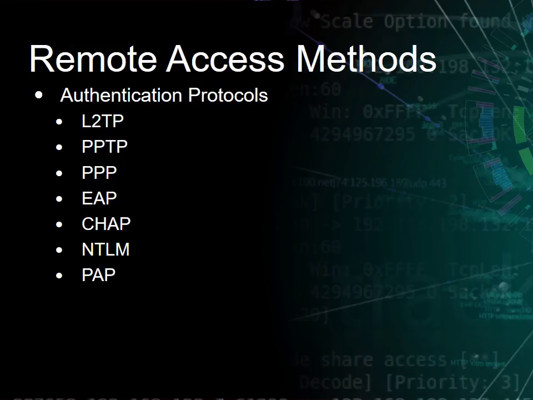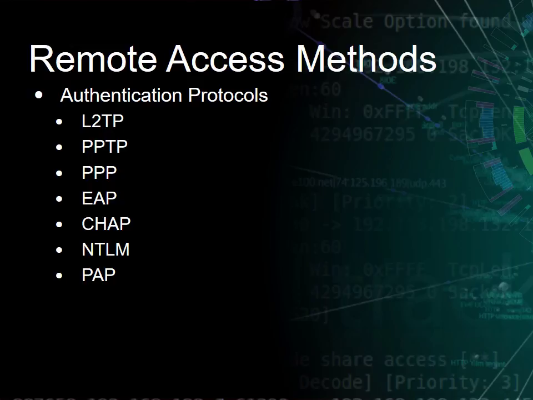Next is EAP, or Extensible Authentication Protocol. It's a universal authentication protocol that is frequently used in wireless networks and point-to-point connections. Although EAP is not limited to wireless, it can be used for wired authentication. It is most often found in wireless.